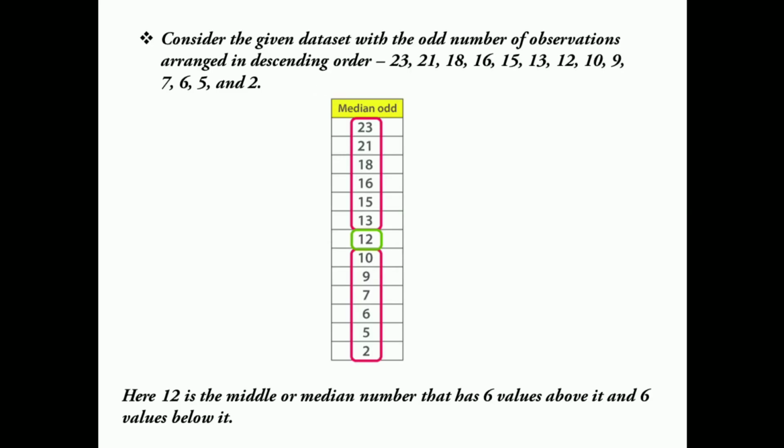Consider the given data set with an odd number of observations arranged in descending order. The numbers are 23, 21, 18, 16, 15, 13, 12, 10, 9, 7, 6, 5, and 2. Here, 12 is the middle or median number that has 6 values above it and 6 values below it.